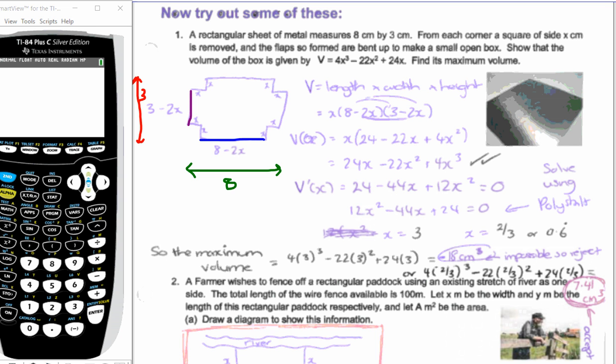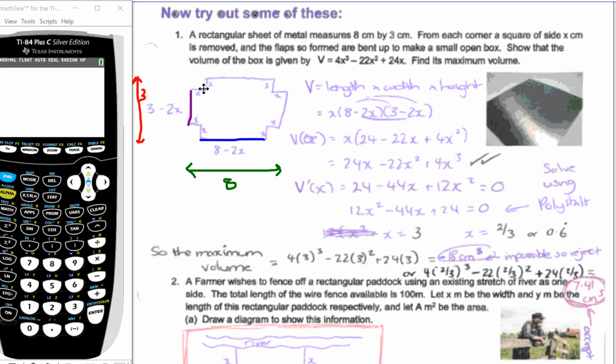Picking up from the last video, part 1, part 2. So what we have is our formula. We've got volume equals length times width multiplied by height. And what we can do is when you fold this up into a little box, our height will be x. So I'm going to put that first. One of the lengths will be 8 minus 2x, and the other length will be 3 minus 2x.